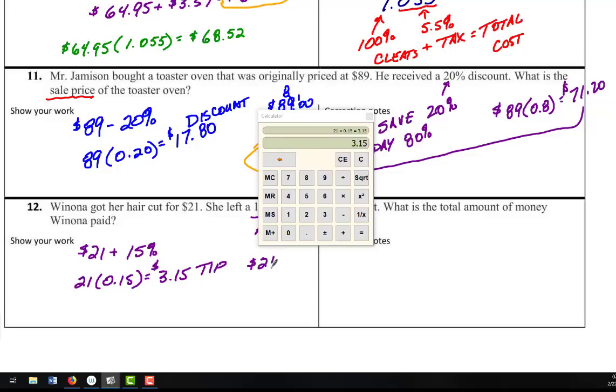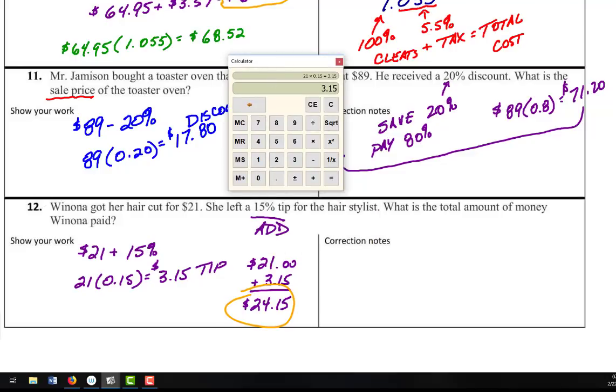Take the $21, add the $3.15, and the total amount she's going to leave is $24.15.